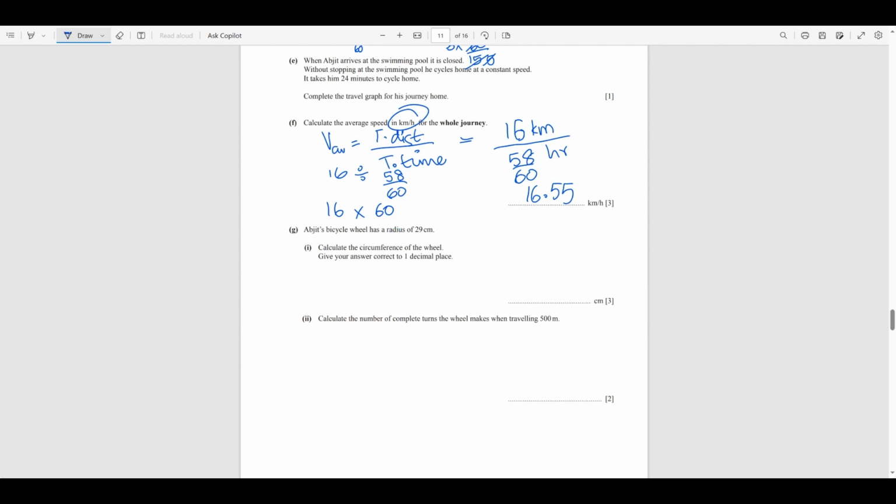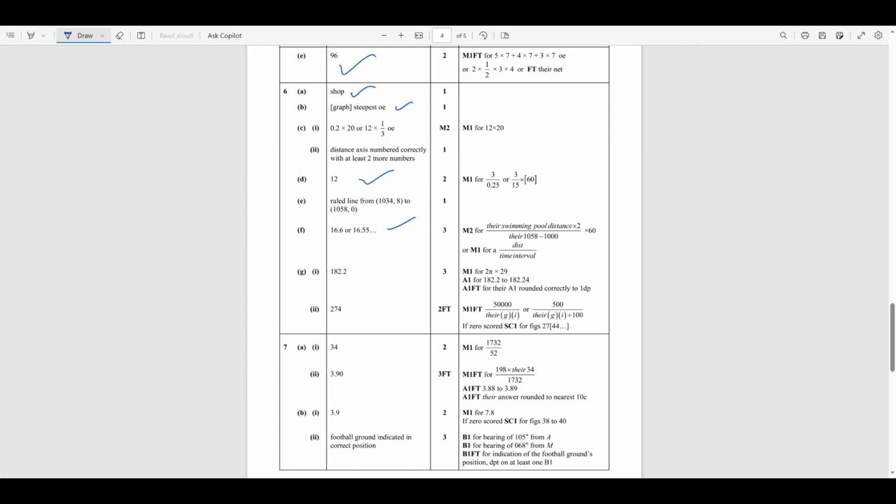Part G. Abhijit's bicycle wheel has a radius of 29 centimeters. Calculate the circumference of the wheel. All right, so circumference is 2 pi r and the radius has been given as 29, and we need to round it off to one decimal place. So it has to be 182.21. So one decimal place is 182.2. Yeah, okay.